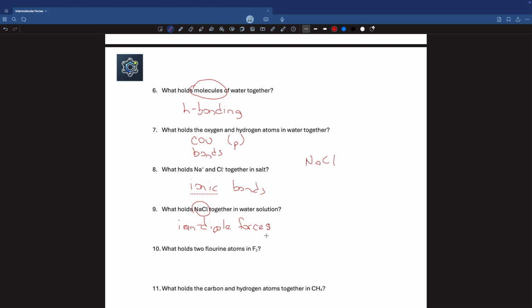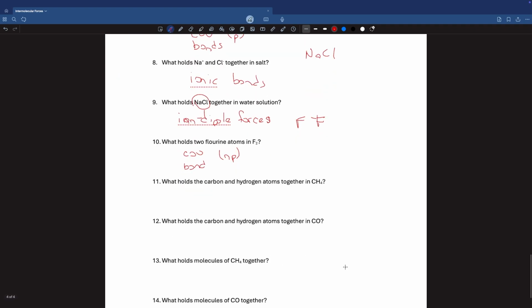What holds 2 fluorine atoms in F2? This is, again, the same Lewis structure that we've been drawing. This is a covalent bond. And we can draw, it's a nonpolar covalent bond. Just let's be specific. What holds the carbon and hydrogen atoms together in CH4? This is, again, just asking you a Lewis structure. You know, what holds the carbon and hydrogen atoms together? Covalent bonds. In specific, nonpolar covalent bonds.